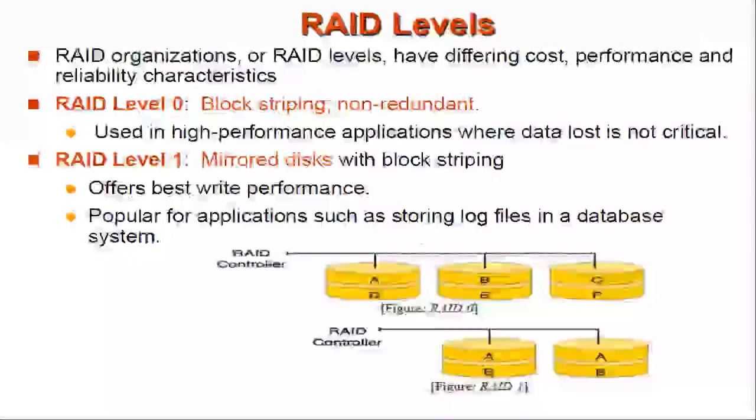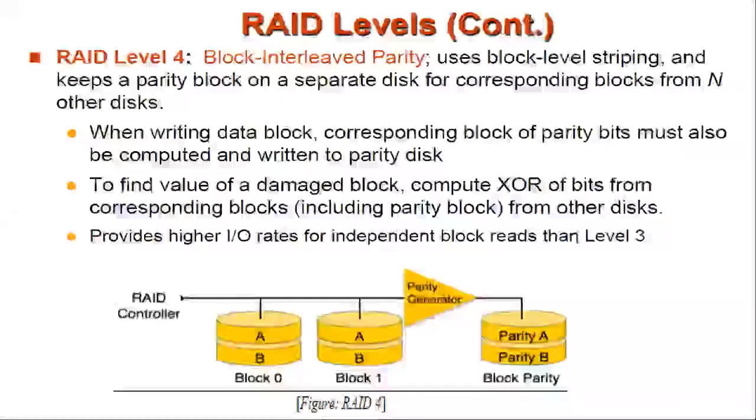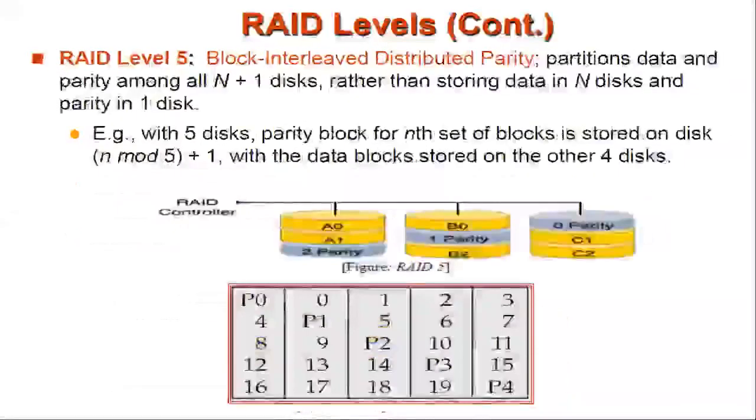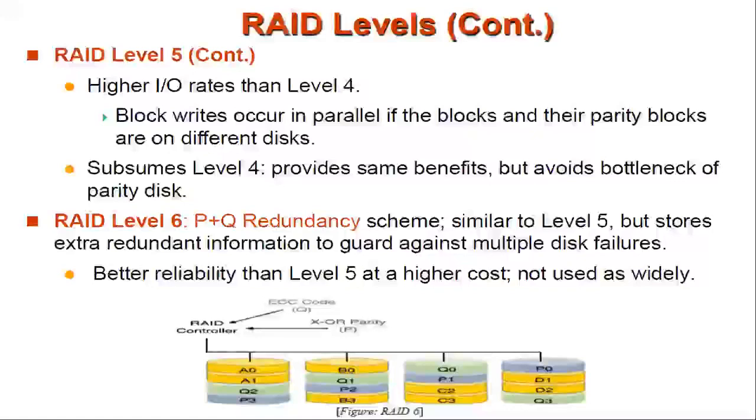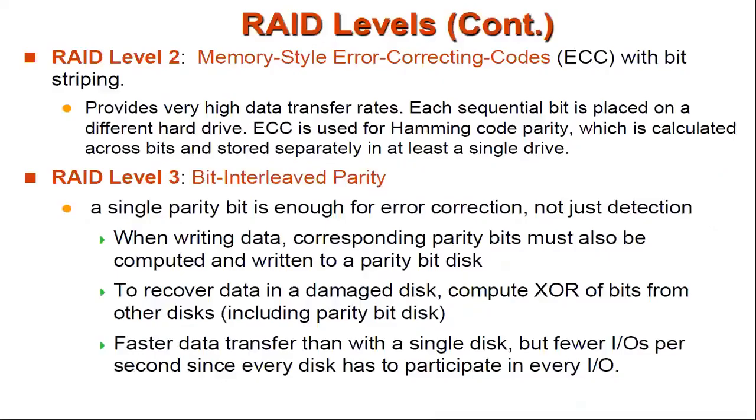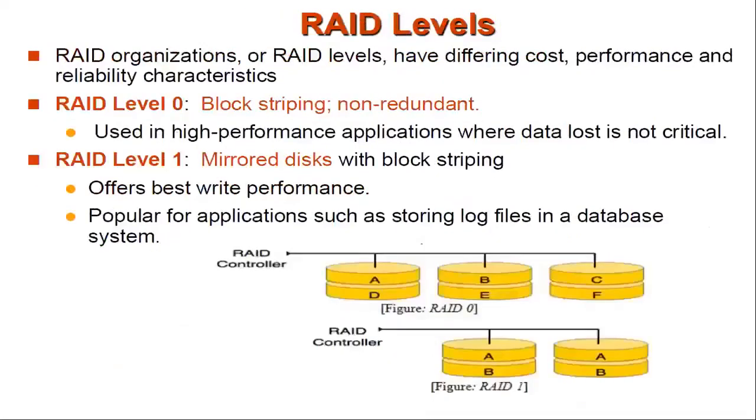RAID levels 0, 1, 2, 3, 4, and then 5. The next one, the sixth level, is a combination with an additional feature of your fifth one. So obviously you have 6 RAID levels, and if you want a specific RAID level, you can combine any RAID levels and have it. We'll see one by one what the RAID levels are.